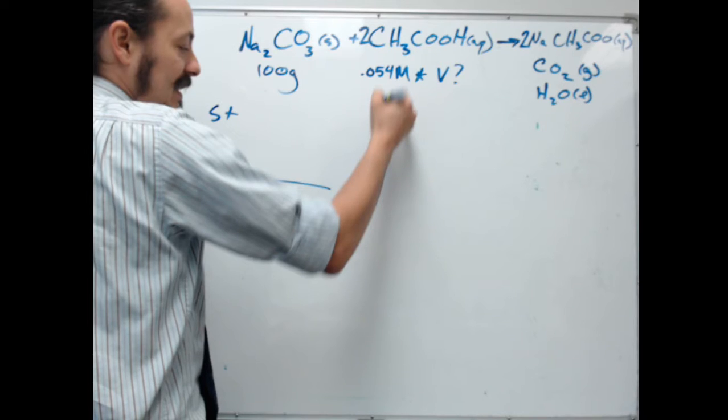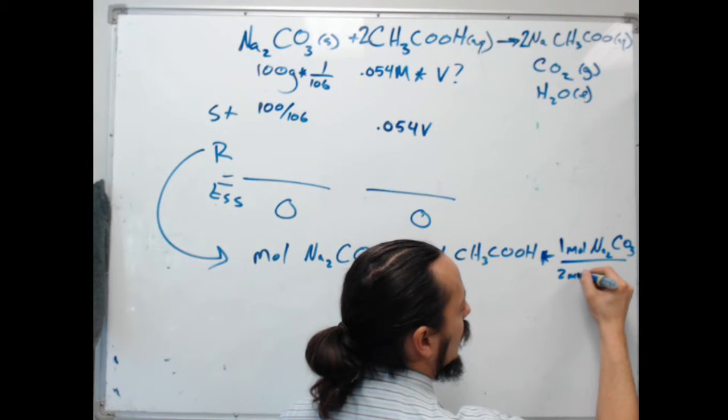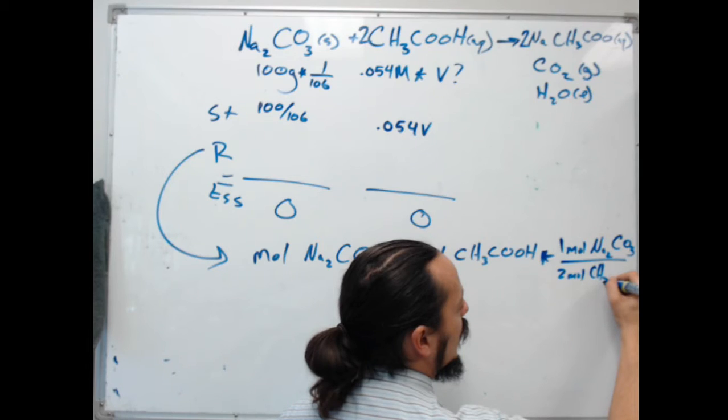CH3COOH. But in order to make it so that I can actually have an equality here, I need to multiply by 1 mole Na2CO3 for every 2 moles CH3COOH. Right? This allows me now to notice that I'm going to cancel out my moles of acetic acid. Now I'm saying my moles of carbonate are equal to my moles of carbonate. Right? That's the other important step that we kind of did in balancing the chemical reaction.